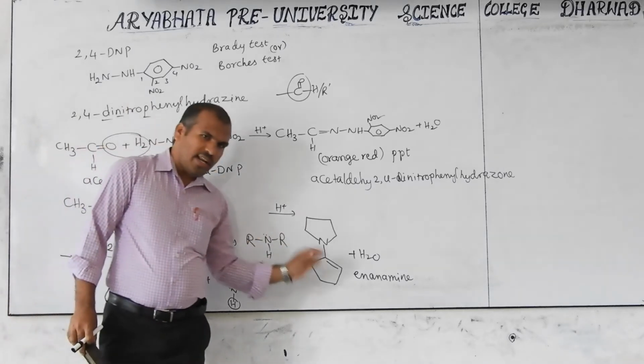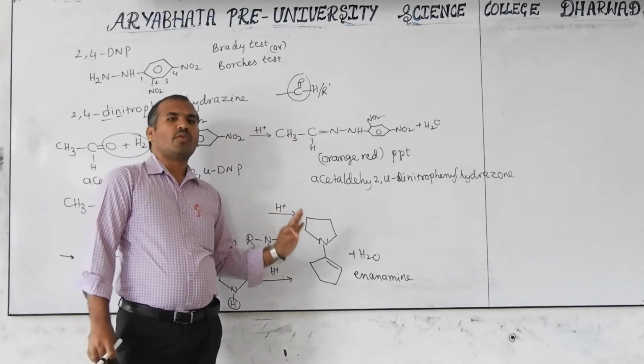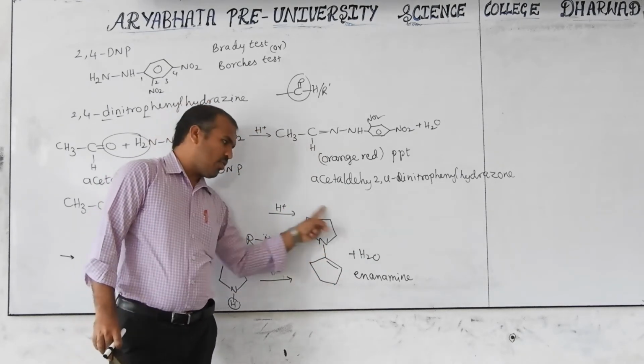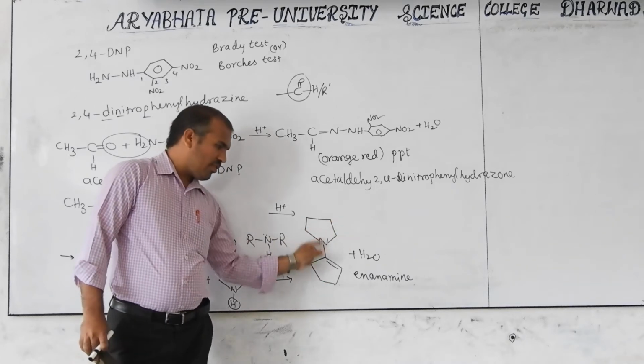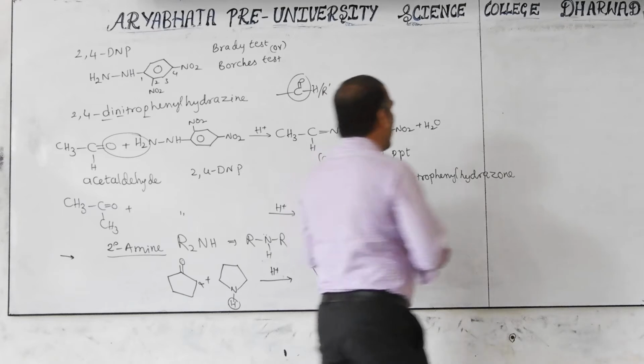What is the product name? That is enamine. It is not the complete name, just pronouncing it as ene plus amine, enamine. I am not giving this name, only the functional group name here. Okay? This is with the secondary amine.